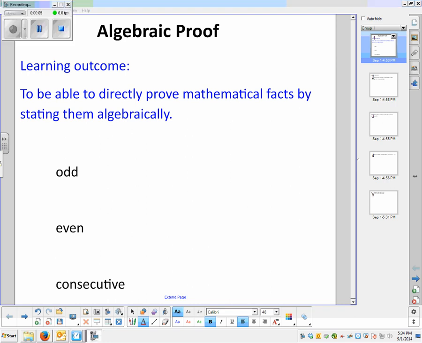Welcome back. So today's lesson is about the idea of algebraic proof. We're going to be proving directly certain facts, and then you're going to have a go at doing some yourself.